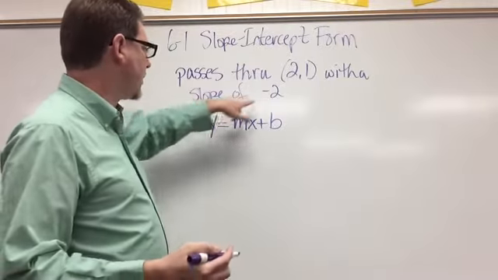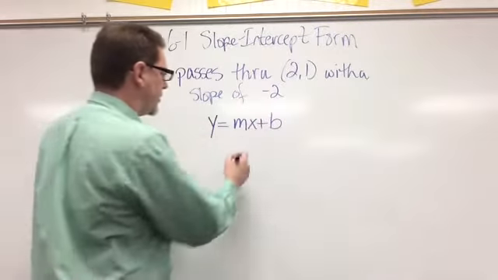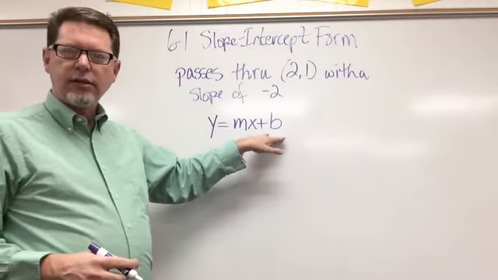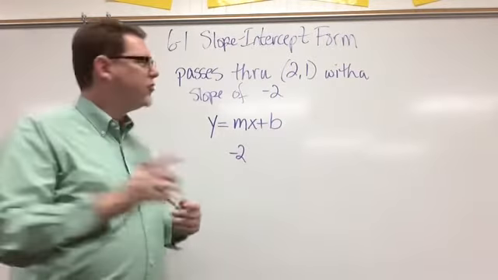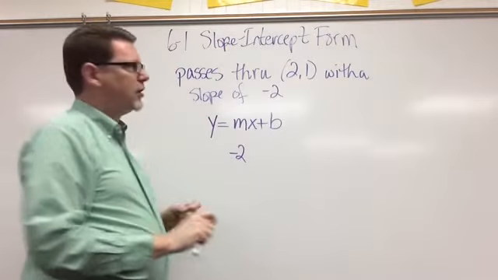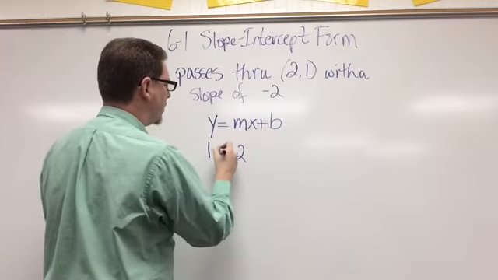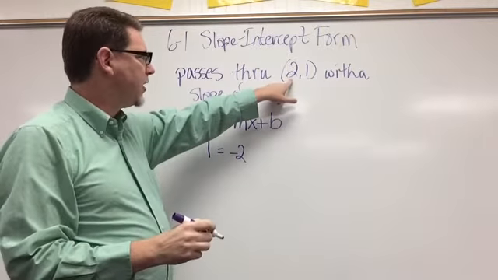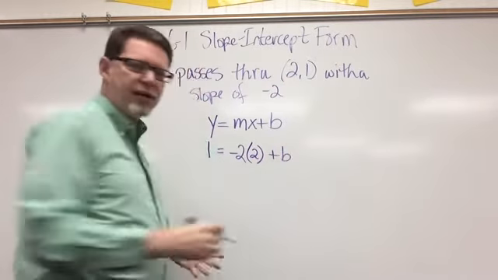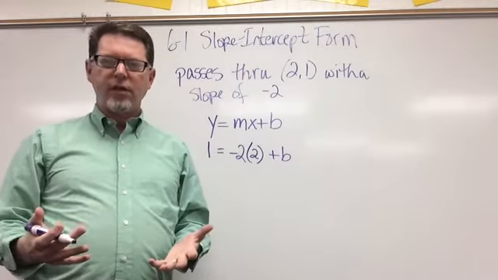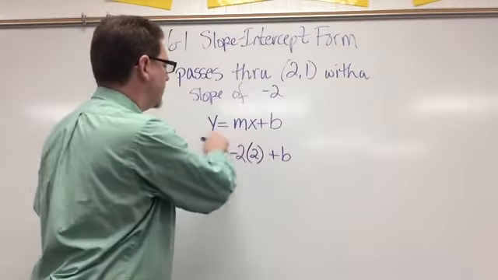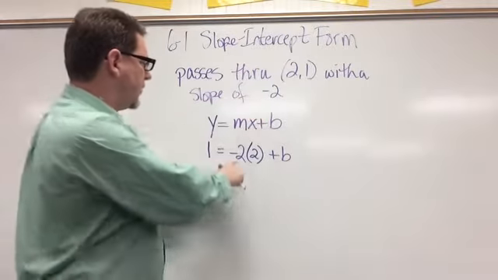Okay? I know that my slope is negative 2, so that's going to go where m is. Now, they don't tell me what the y-intercept is, so I've got to find that. But they do give me an x and a y that I can plug into the equation. Well, the y value is 1, so I could say 1 equals, and then the x value is 2, so I could put that where the x is. And here I'm finding out what b equals. So I just plugged in everything they gave me. They gave me a point, which is an x and a y, and they gave me the slope, so I can plug in the slope.